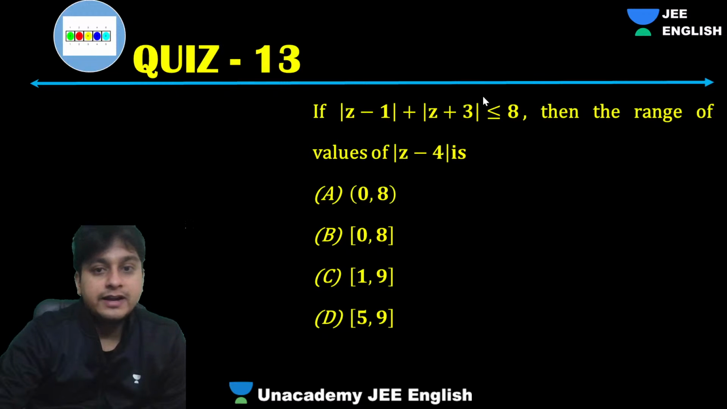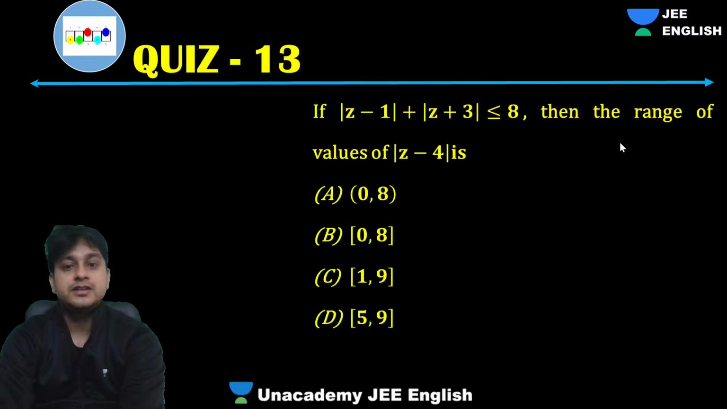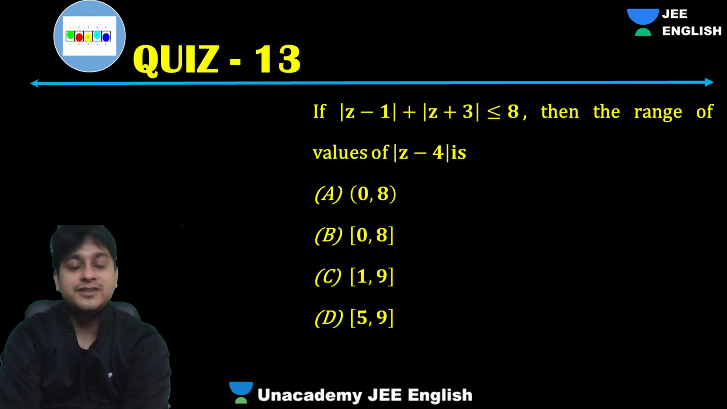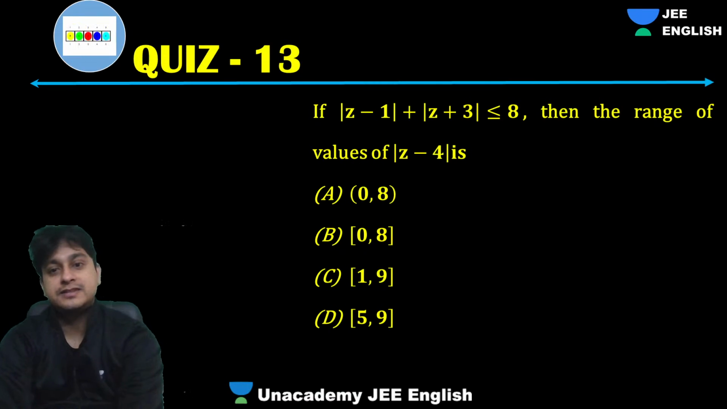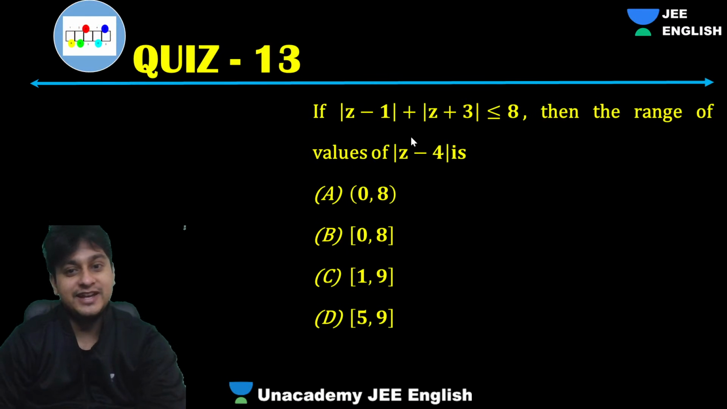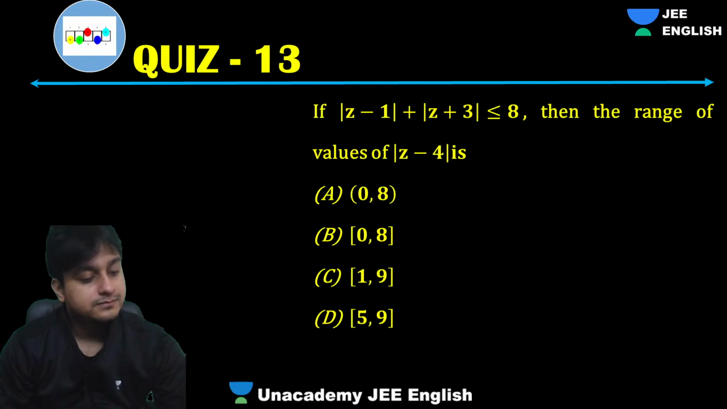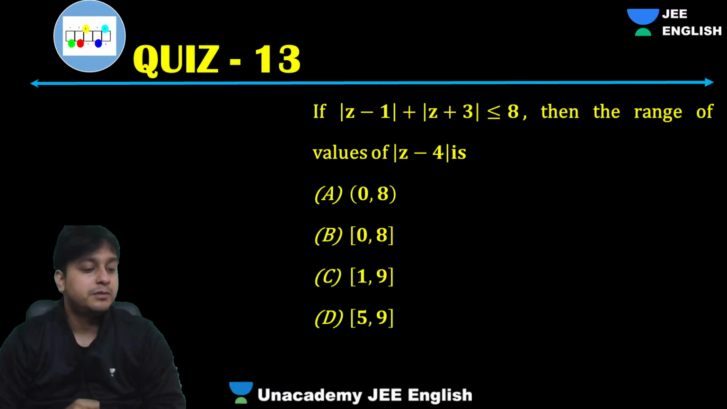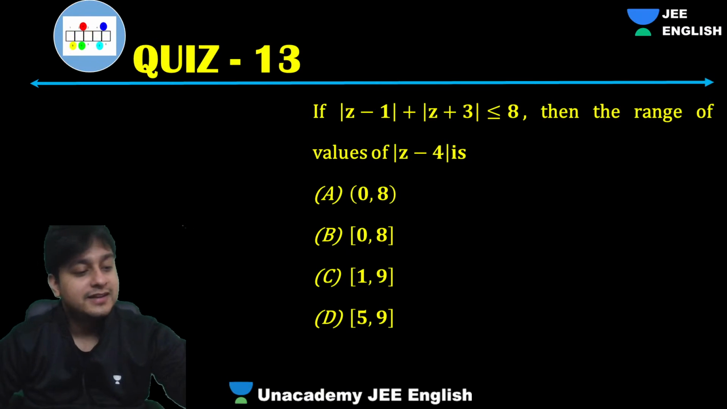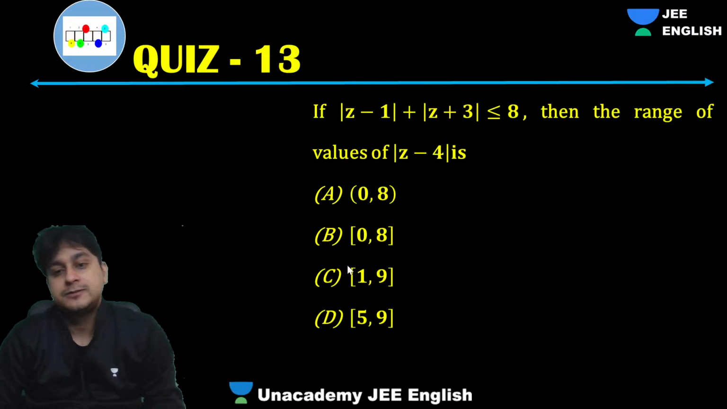So now let's move ahead with the next problem. Okay, so we have a question here like this. If mod of z minus 1 plus mod of z plus 3 is less than or equal to 8, then find the range of values of mod of z minus 4. Now this is a question related to ellipse. I told you in the beginning itself. I think you guys can do this one. Pretty sure about it. Come on. This kind of question in Advanced has been asked very frequently in the past.